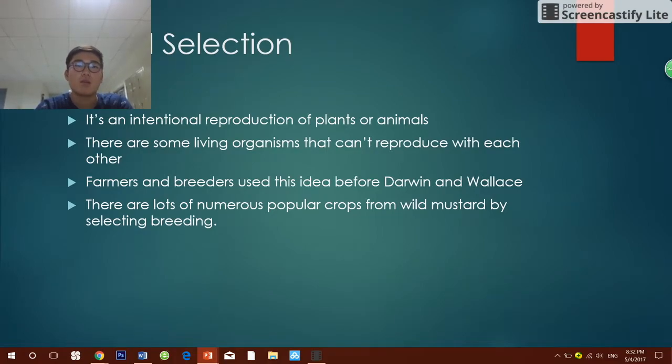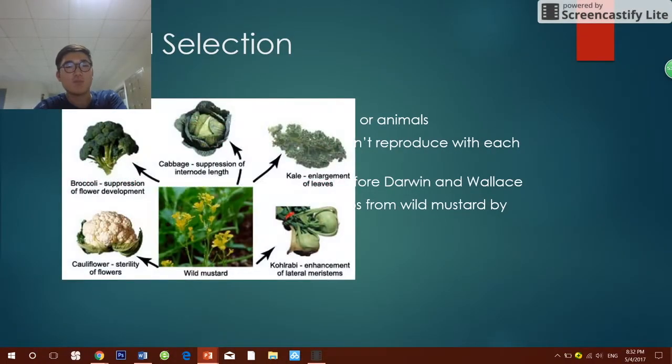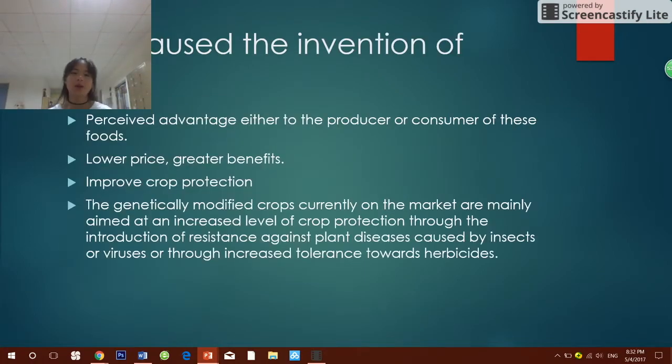One good example of artificial selection is the wild mustard and other common vegetables that were cultivated from forms of wild mustard. This is a picture that shows the example that I just explained. What caused the invention of GMOs? Genetically modified foods are developed and marketed because there is some previous advantage either to the producer or consumer of this food. This is meant to translate into a product with a lower price, greater benefit.